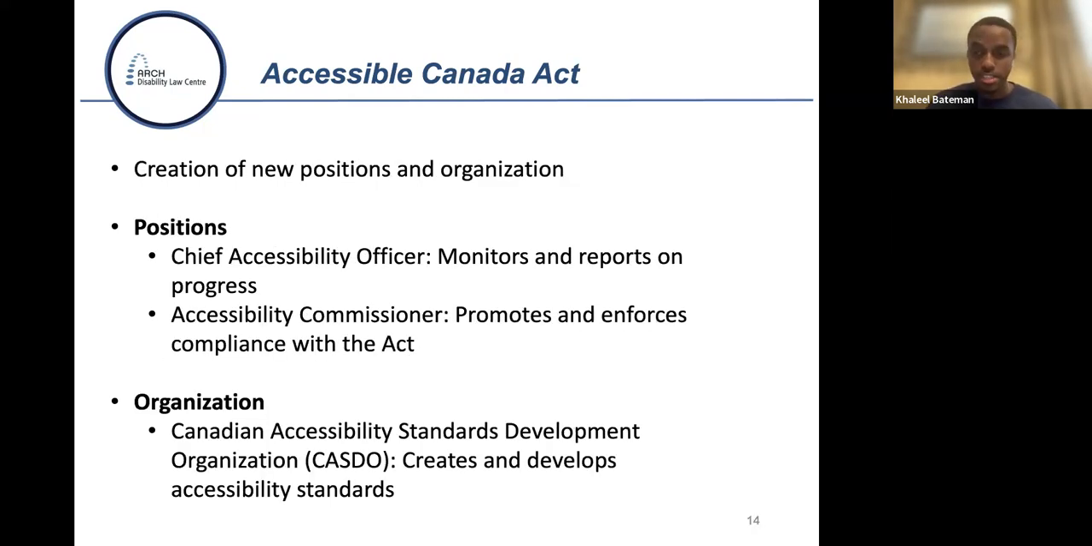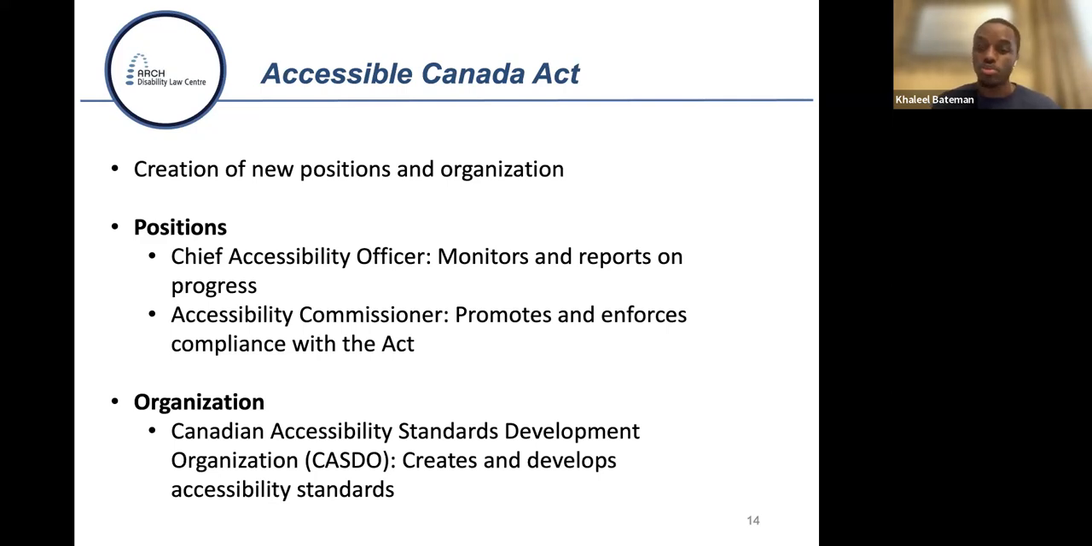The commencement of the Act has also resulted in the formation of new positions and an organization to assist in achieving its goals. There are 2 main positions created by the Act: the Chief Accessibility Officer and the Accessibility Commissioner. Now, the Chief Accessibility Officer acts as a sort of special advisor to the federal government, providing guidance and oversight on the progress of the ACA.